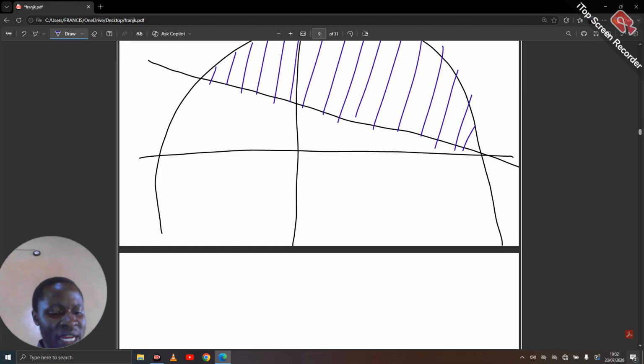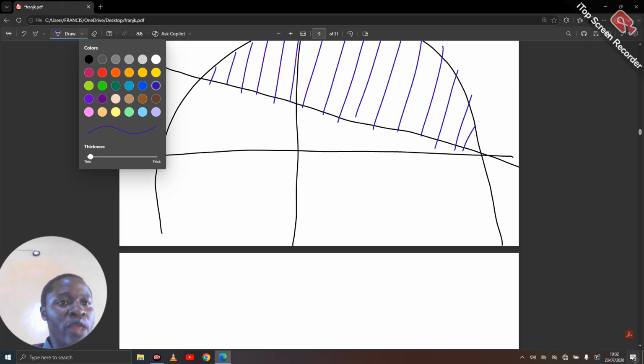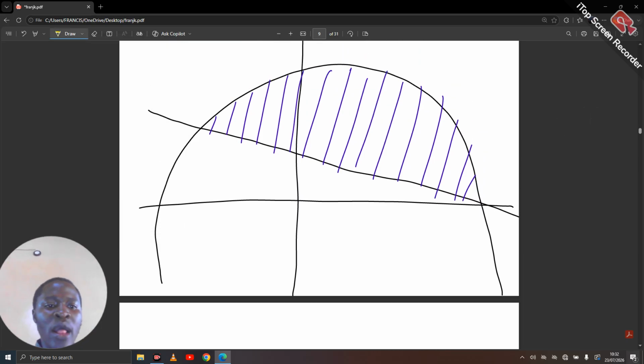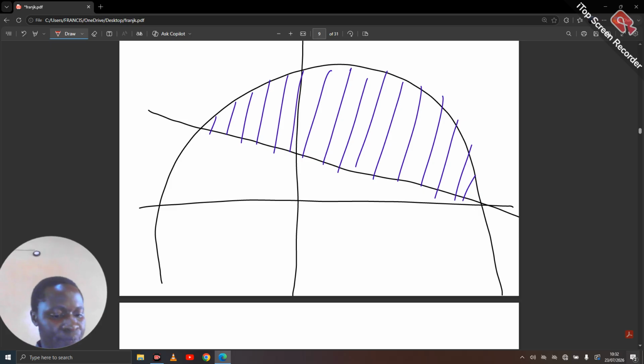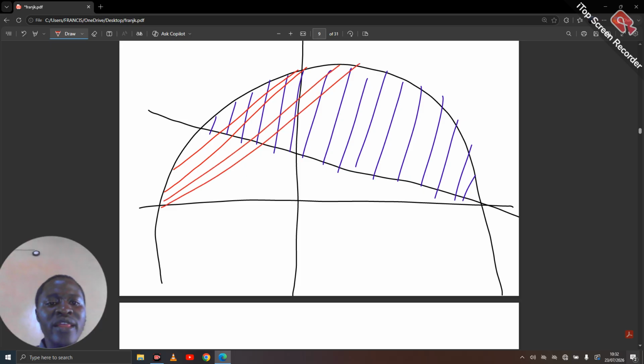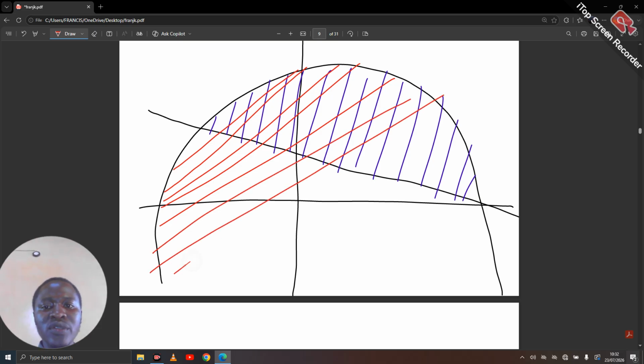Then we have the whole part. I don't know which color I should use. Maybe let me try yellow. Now, the whole, okay, let me use red, it will be clearer. Let me shade the whole curve. There's something I want to tell you.